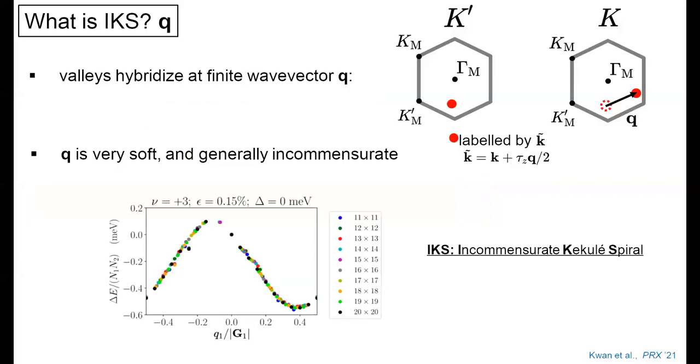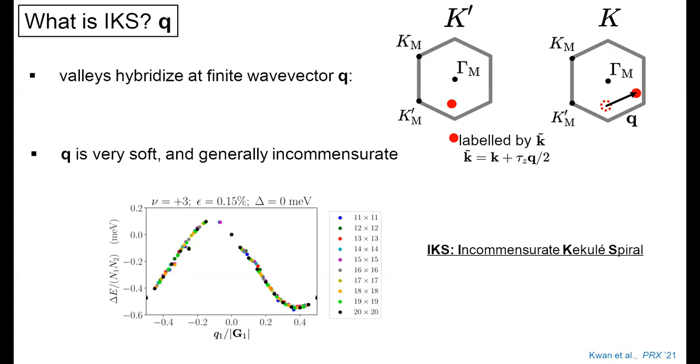So let me try to give you some idea of what the physics of the state is. Most of the time when you think about intervalley coherent states, you look at the k valley and the k prime valley, and you pick a point in the k valley and superimpose it with the same point in the k prime valley to make a superposition. Then you put that in a spinor state and you point in some direction. Here, what I'm saying is that you pick a point in the k valley and then a point in the k prime valley, which is displaced by a wave vector q. That's the incommensurate wave vector.